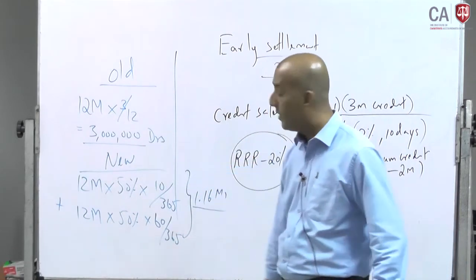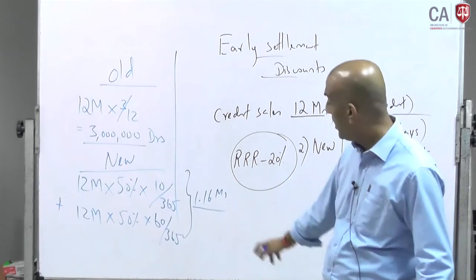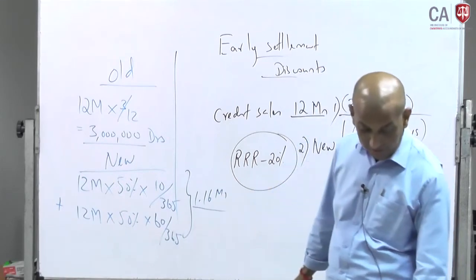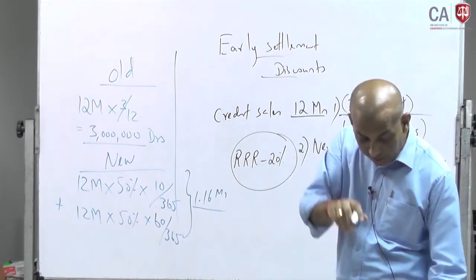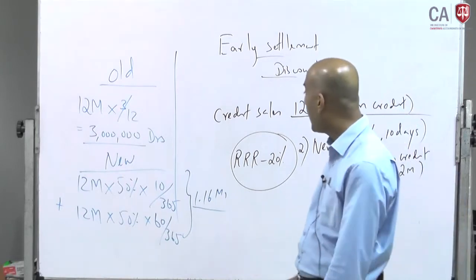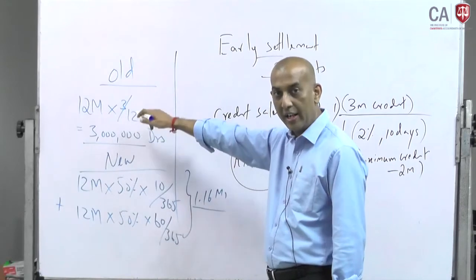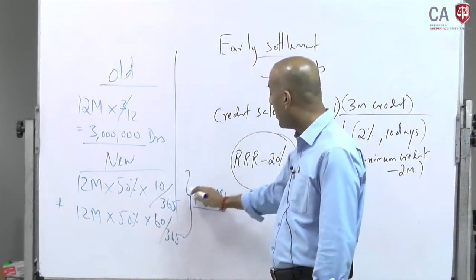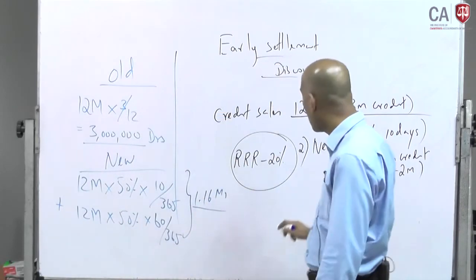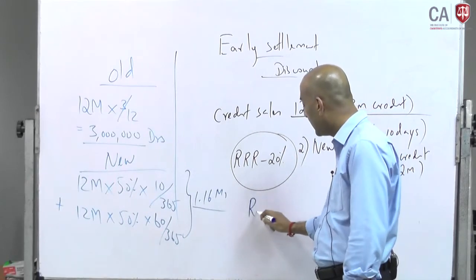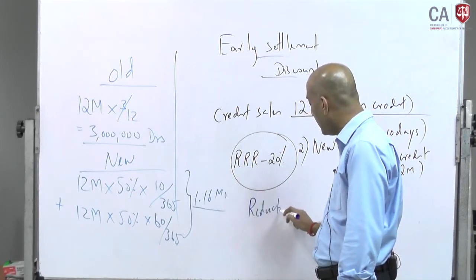Here it's 3 million. Here it's 1.16 million. So now you can see there is a reduction from 3 million debtor balance, we generally have 3 million debtor balance, has become 1.1 million. So we are talking about reduction in debtors.